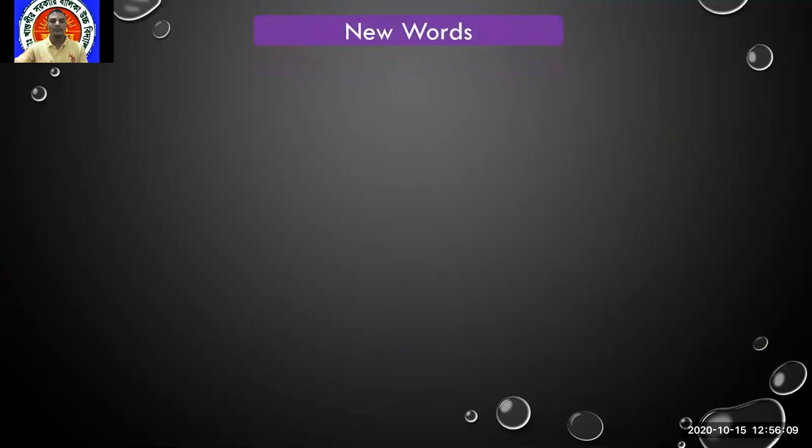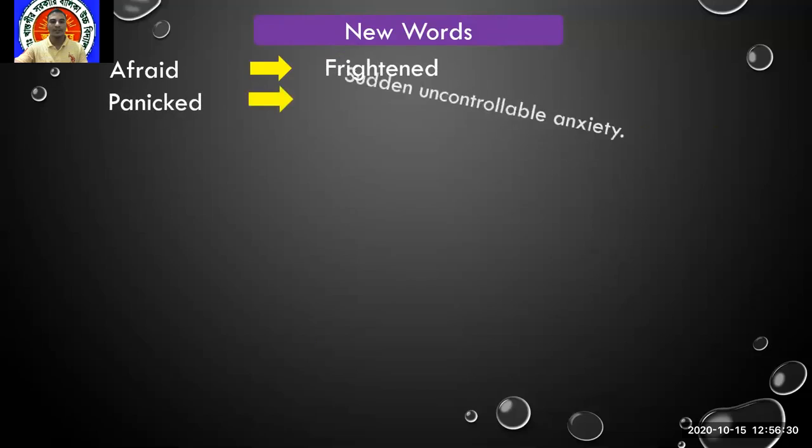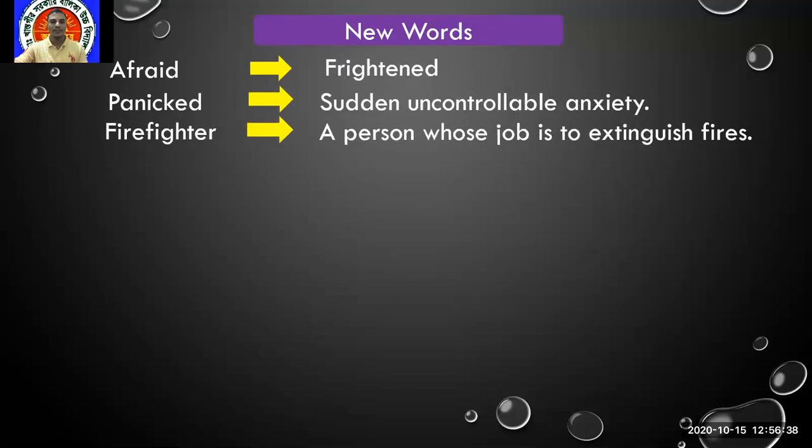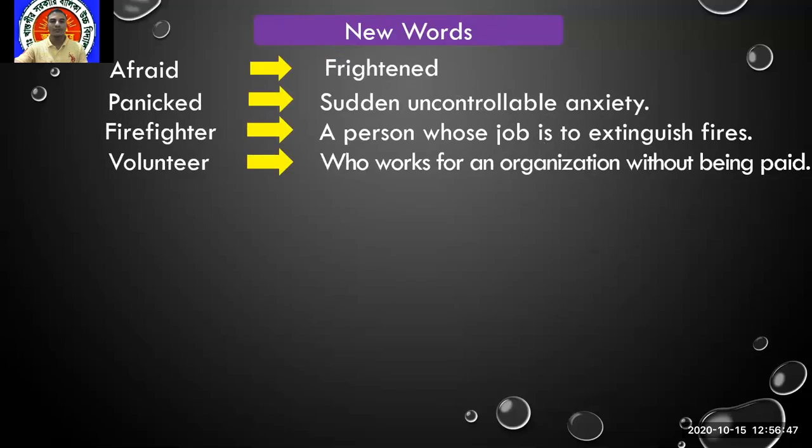Now, there are some new words on the screen from the lesson. Look at the words carefully and try to remember the meanings of the words. Number 1, afraid means frightened. Number 2, panicked means sudden uncontrollable anxiety. Number 3, firefighter means a person whose job is to extinguish fires. Volunteer means someone who works for an organization without being paid.